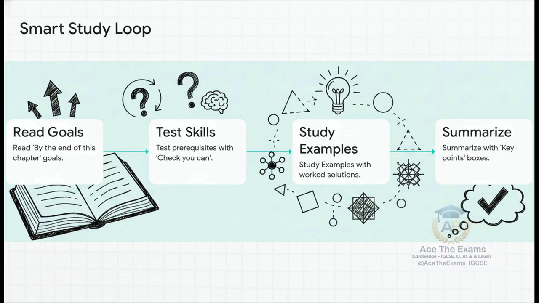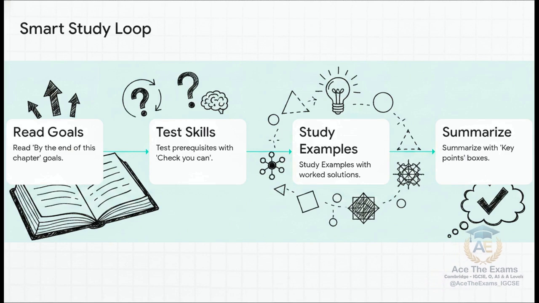Step 3, study the examples with worked solutions. This is where you see the evidence from the question combined with the mathematical explanation, the actual step-by-step working out. And finally, Step 4, summarize with key points. This links everything back together, ensuring you've actually hit the core syllabus requirement.